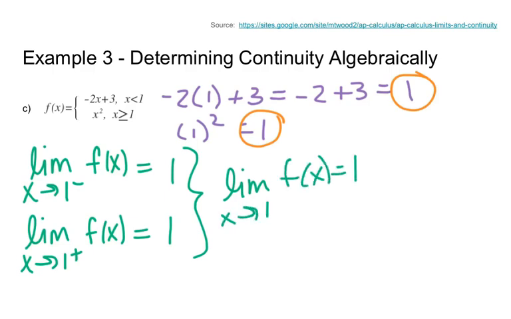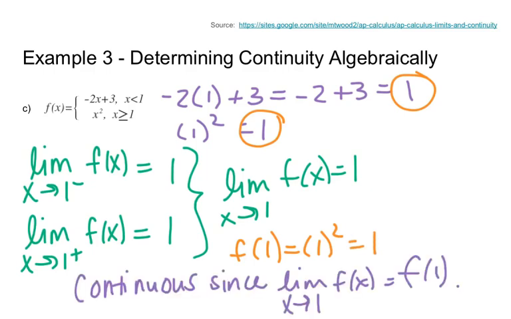So now we just check what is f of 1. Well, f of 1 is going to be where the function has the equal part. So we would plug in 1 for 1 squared, which equals 1. So our conclusion would be that the function is continuous since the limit as x approaches 1 of f of x equals f of 1.